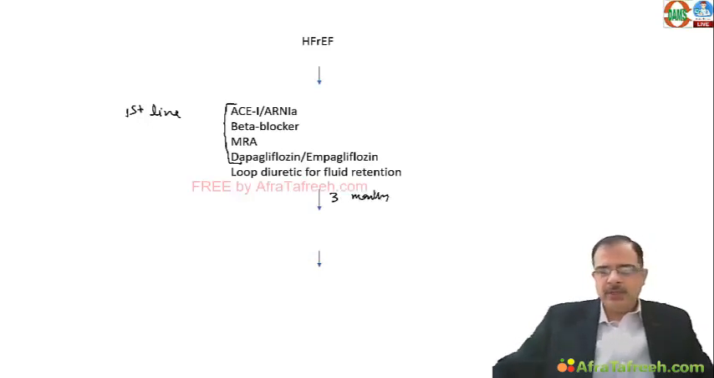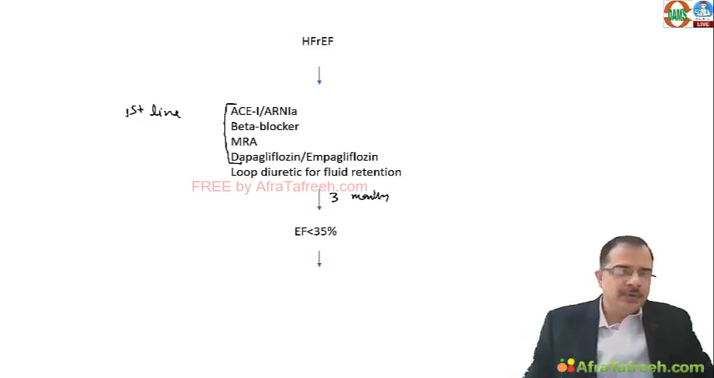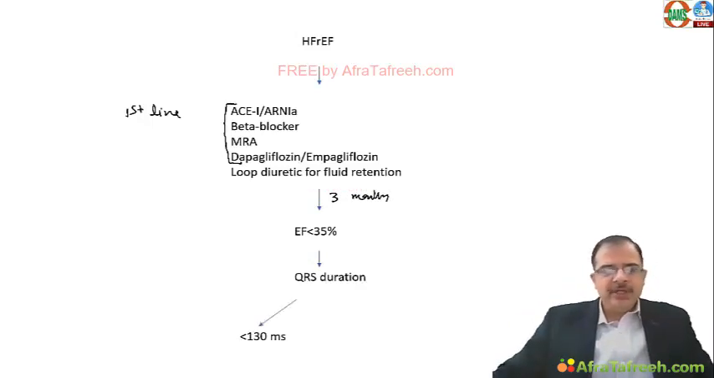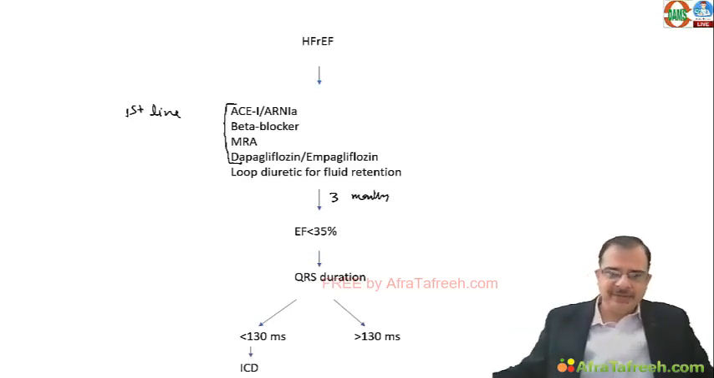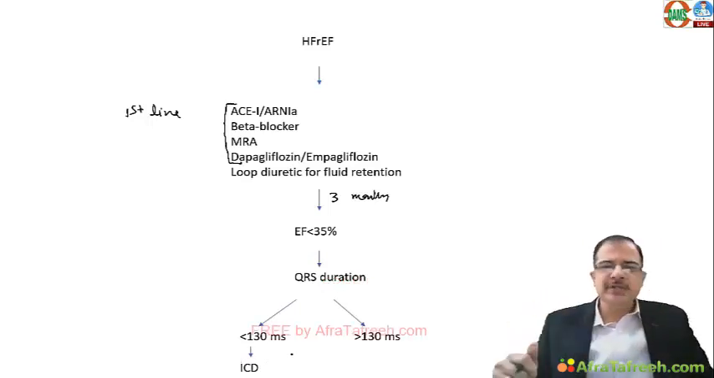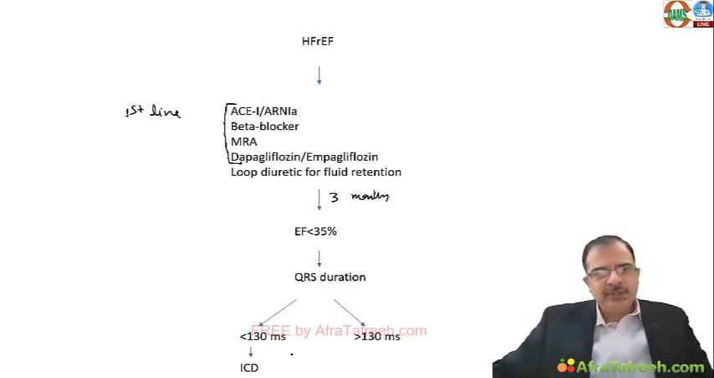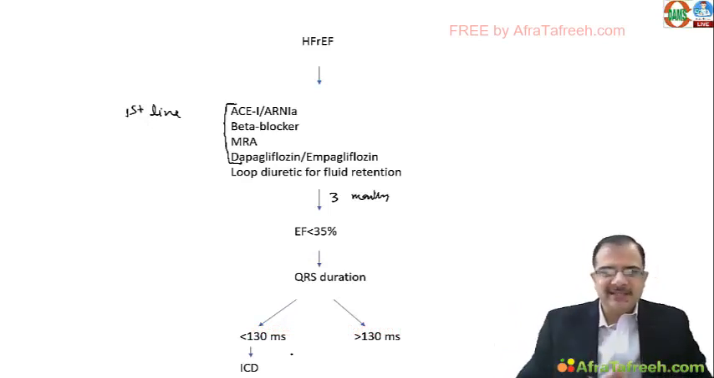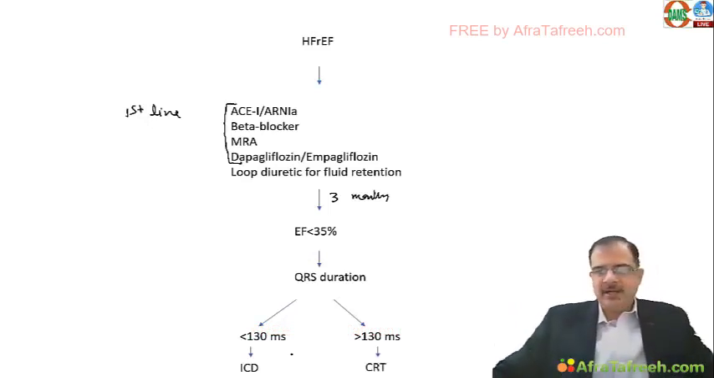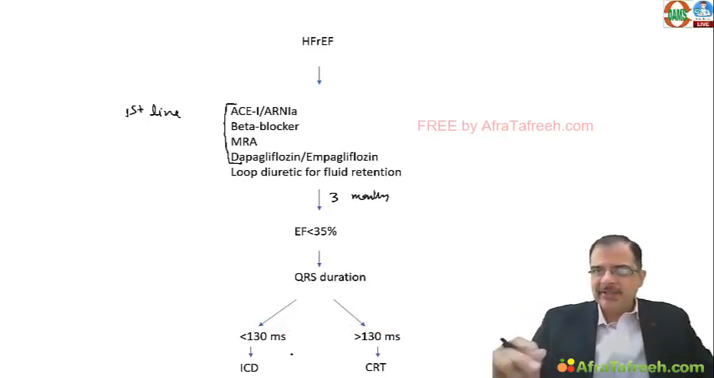In 3 to 6 months, if ejection fraction remains low in spite of these agents, we will look at the QRS duration. If QRS duration is less than 130 milliseconds in spite of maximum doses, we give the patient an ICD device. They prevent arrhythmias. If the QRS duration is more than 130, then we do pacing of the heart to make both ventricles contract at the same time. This will be a CRT device. CRT is cardiac resynchronization therapy.